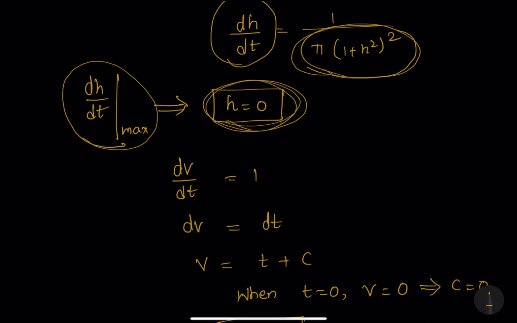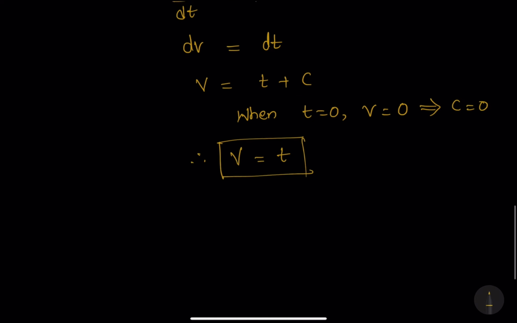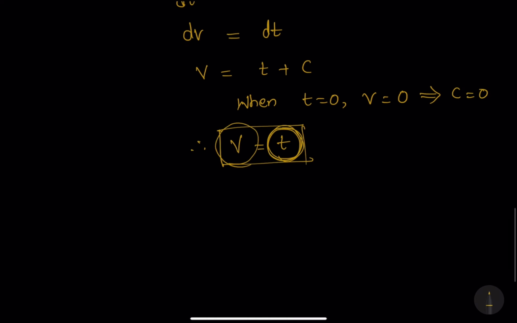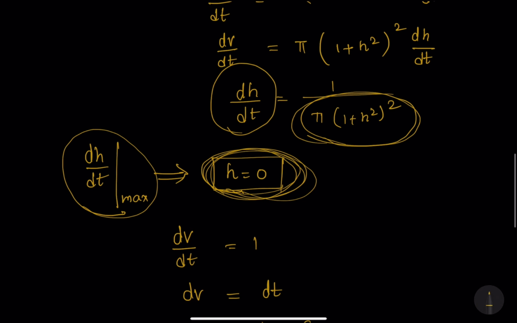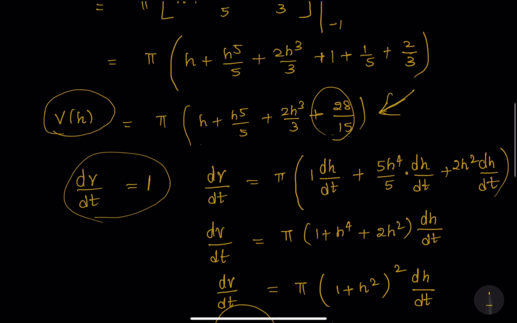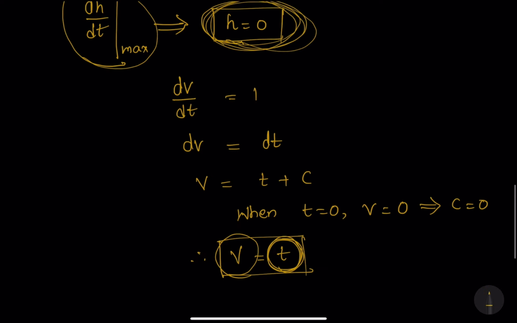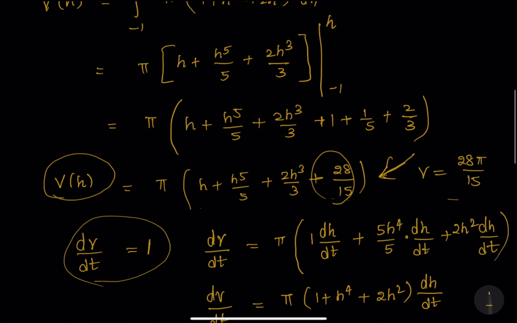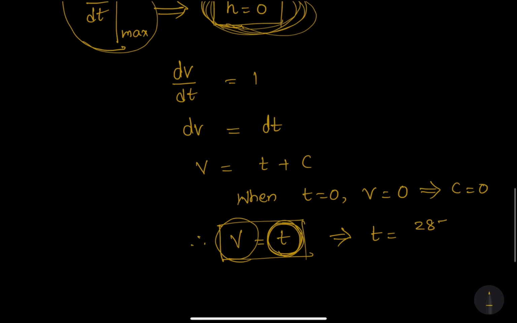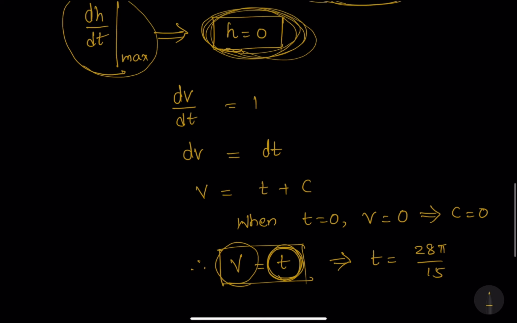dh by dt is maximum at h is equal to 0. So at h is equal to 0, if we find the volume, we will know the time as well, since volume and time are the same. So let us find the volume at h is equal to 0. Here we have the expression for volume. At h is equal to 0, volume is simply 28 pi upon 15. Since V is equal to t, t is equal to the volume at h is equal to 0, so 28 pi upon 15. So this is the time at which dh upon dt is maximum.